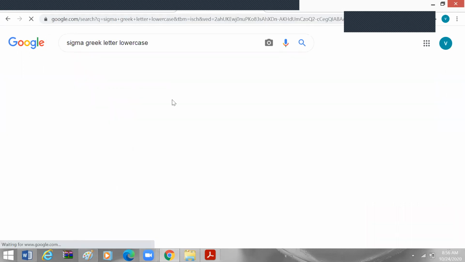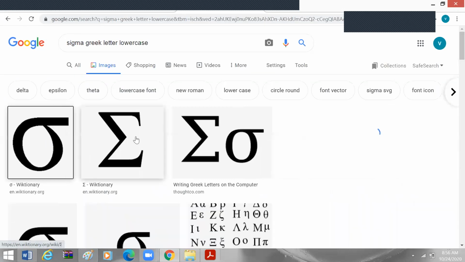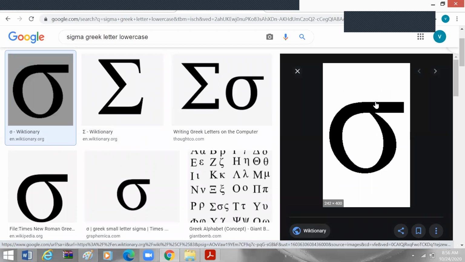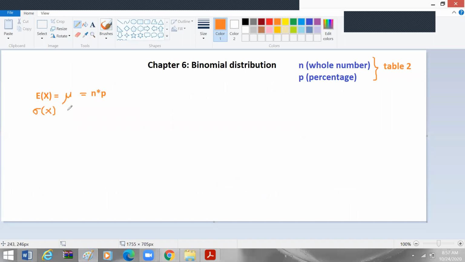So how can we write it down correctly? It looks like a letter O with a little dash in front of it, and you can put it down like that. So this one we call sigma, and it represents the standard deviation. That would be equal to the square root of n times p times q. Okay, so that's really important.